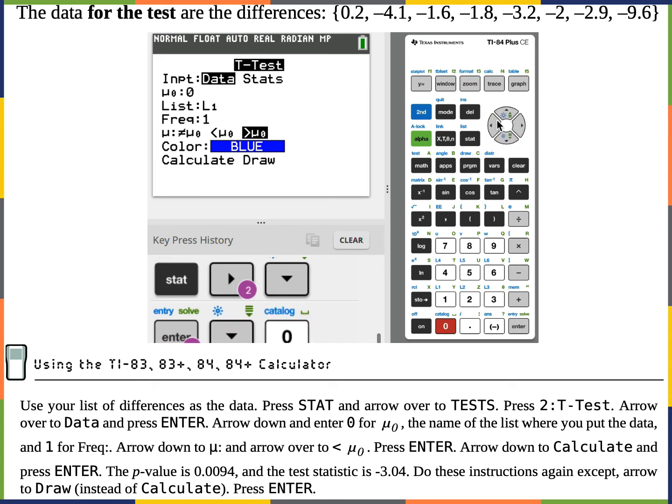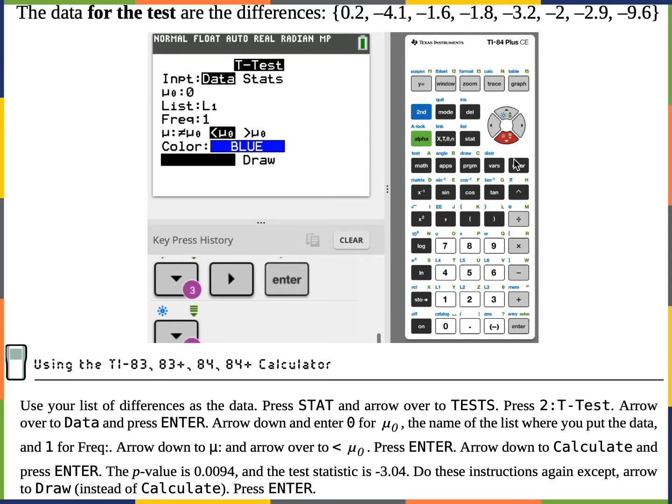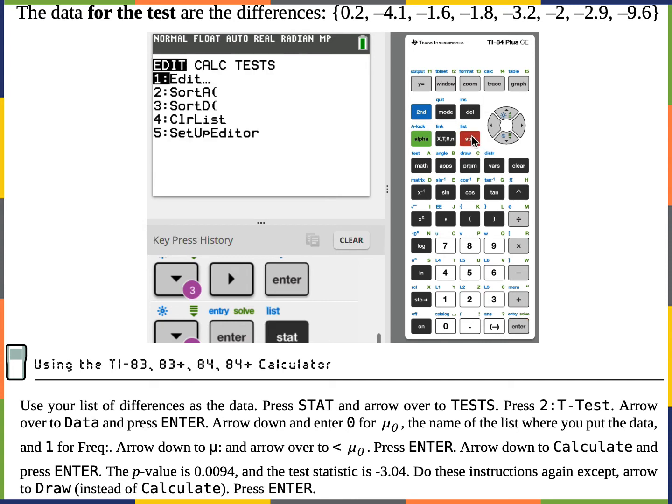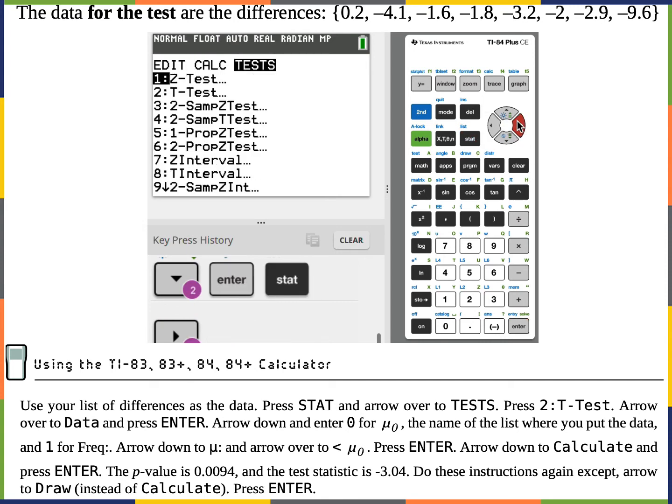What was the mean difference? The hypothesis is that it was 0. The list is L1, frequency 1, and the alternative hypothesis is that it's less than 0. Then we hit calculate, and there it is. We have our p-value, our t-score, x-bar, and standard deviation.